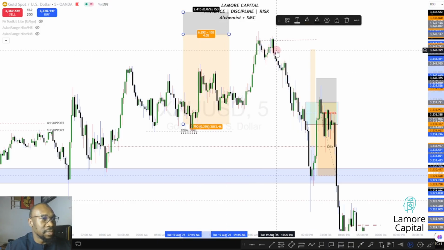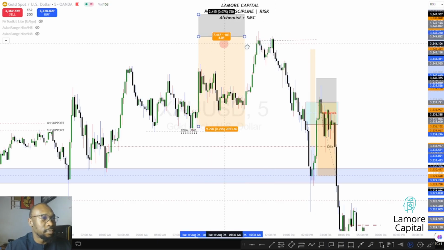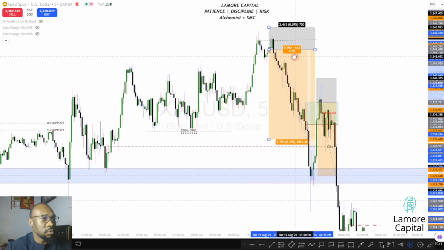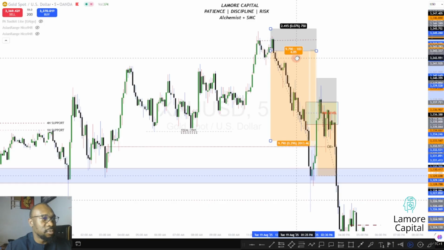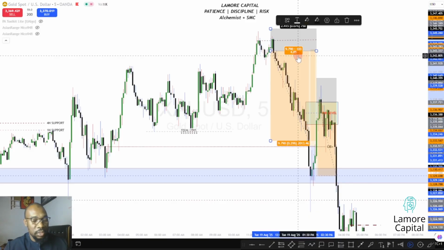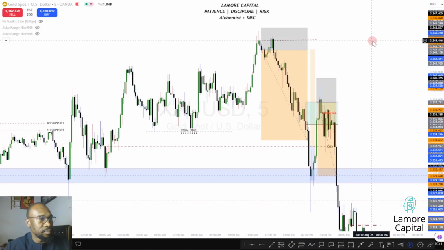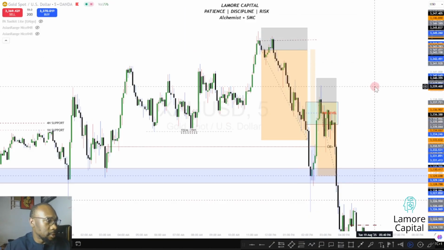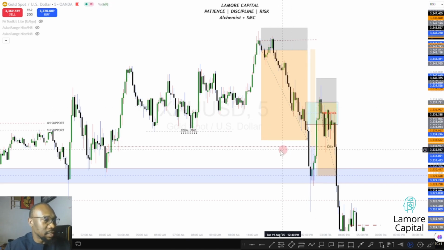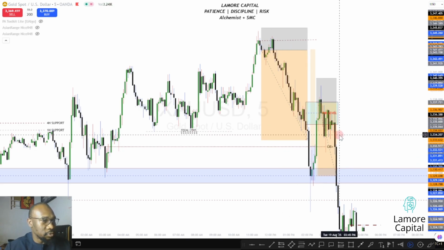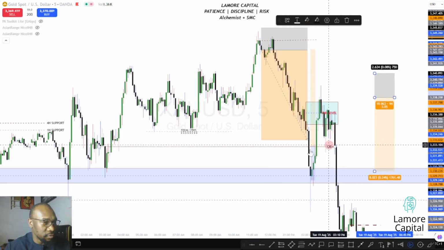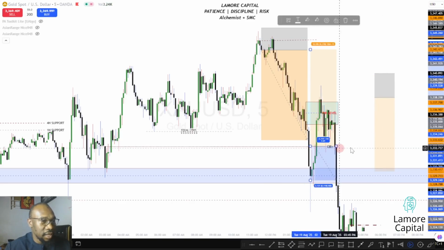This particular candle was what I entered from. That was where I entered from, and we banked a 4:1 RR. Now, for this particular second trade, before we cut this fib level, I have a trade here.